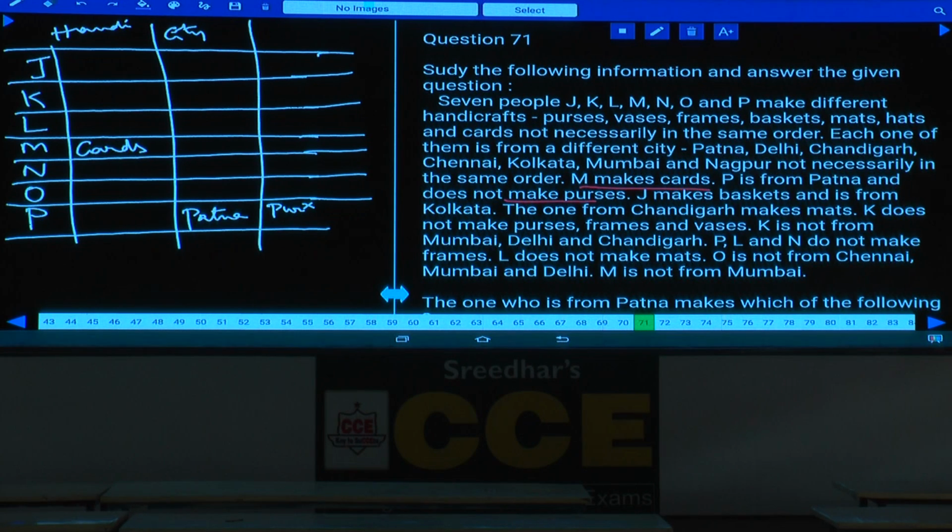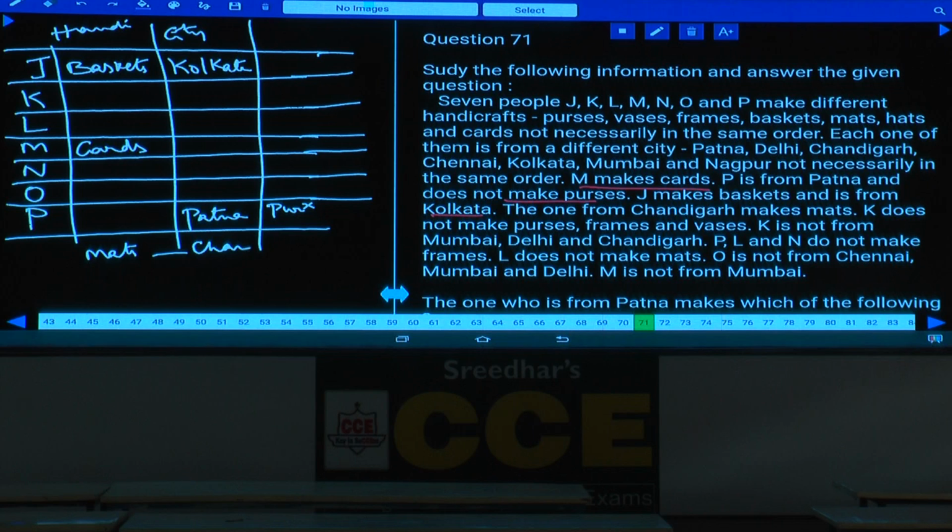And J makes basket. J and basket, that is clear information, hence we are fixing this one. J makes basket and is from Kolkata. And the city is also finalized, this person is from Kolkata. J, baskets, Kolkata is finalized. The one from Chandigarh makes mats. Now mats, if this is mat and Chandigarh.